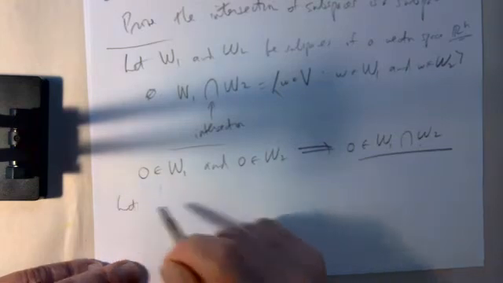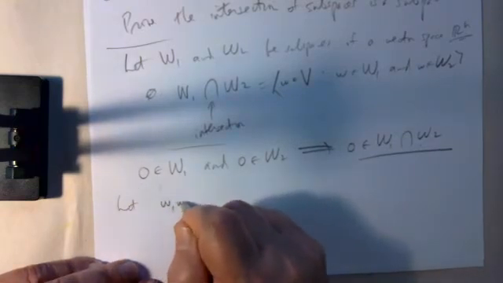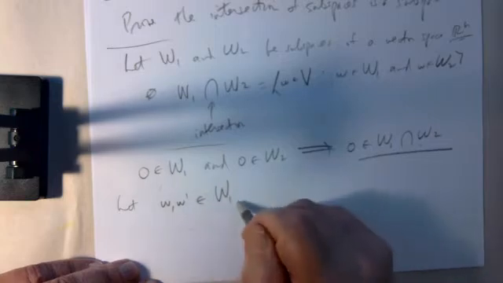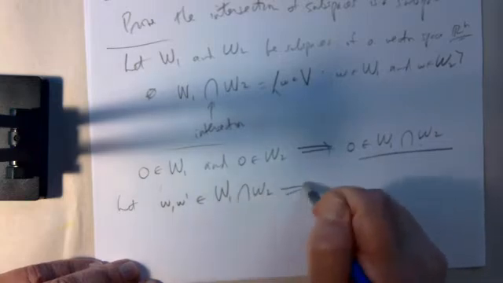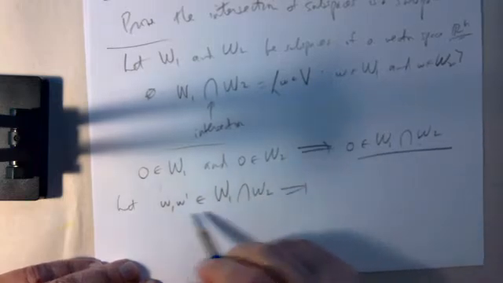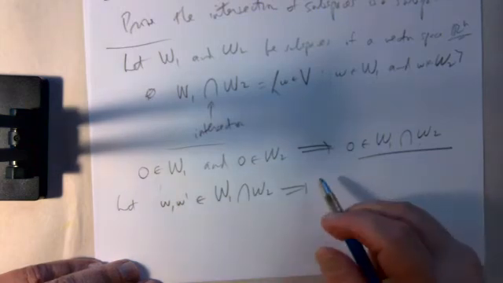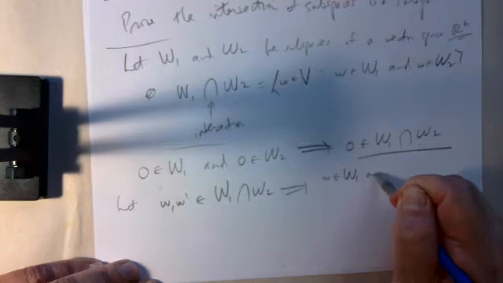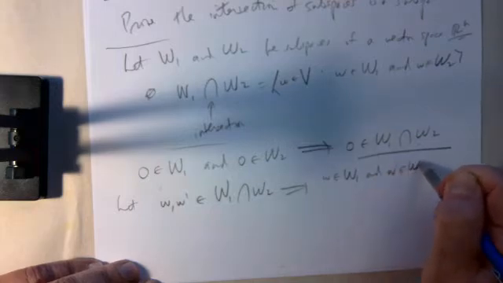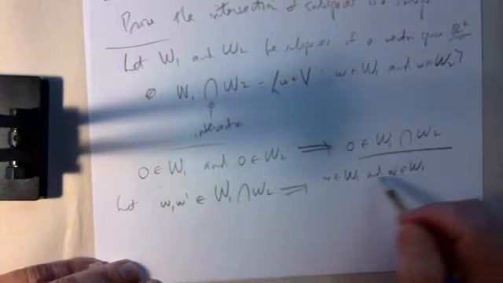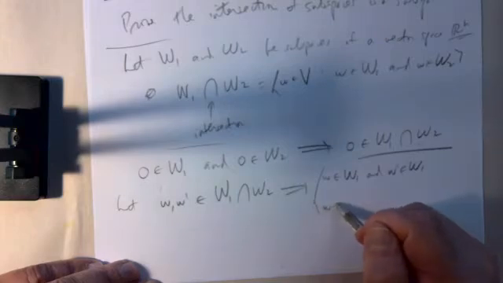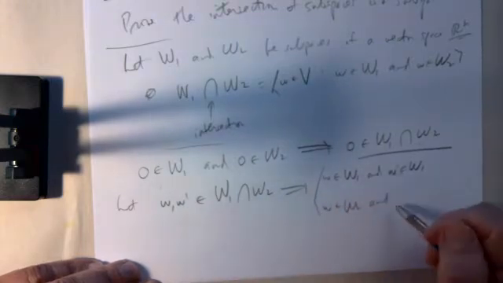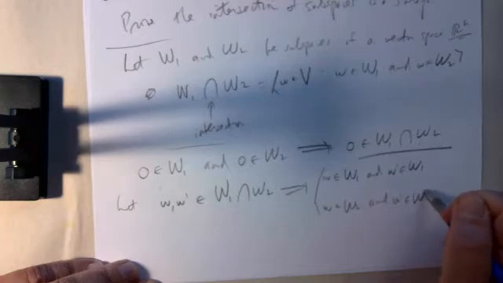Then suppose we let W and W prime be 2 vectors in the intersection. So that means these 2 vectors are in both of these subspaces. W is in W1 and W prime is in W1. And also W is in W2 and W prime is in W2.